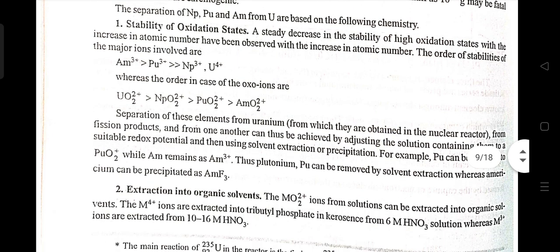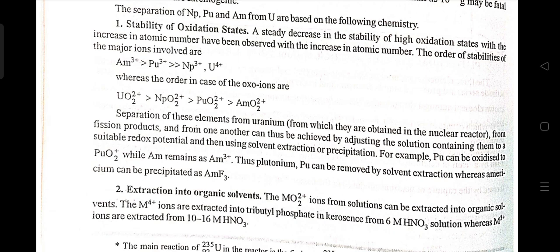The separation of neptunium, plutonium, and americium is based on the following chemistry. Stability of the oxidation state. A steady decrease in the stability of the higher oxidation state has been observed with the increase in atomic number.